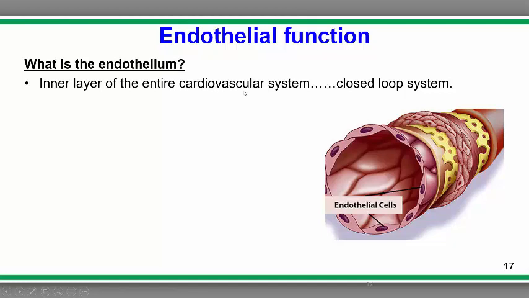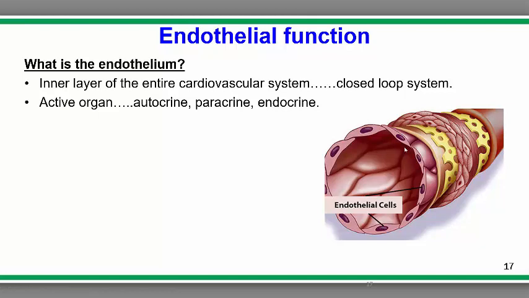This includes the chambers of the heart, and it's referring to the inner layer of that closed loop. And on this diagram here we see the endothelium is made up of endothelial cells. The entire endothelium is considered an active organ. And being an active organ, it's composed of cells that carry out autocrine, paracrine, and endocrine functions.